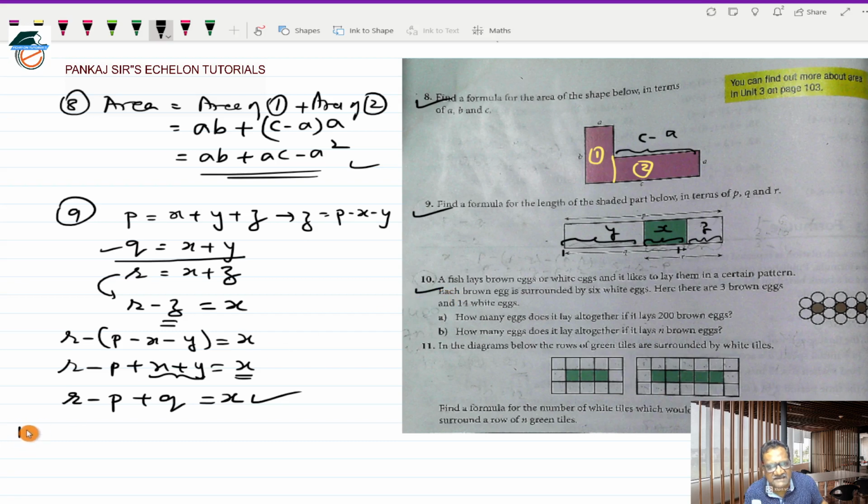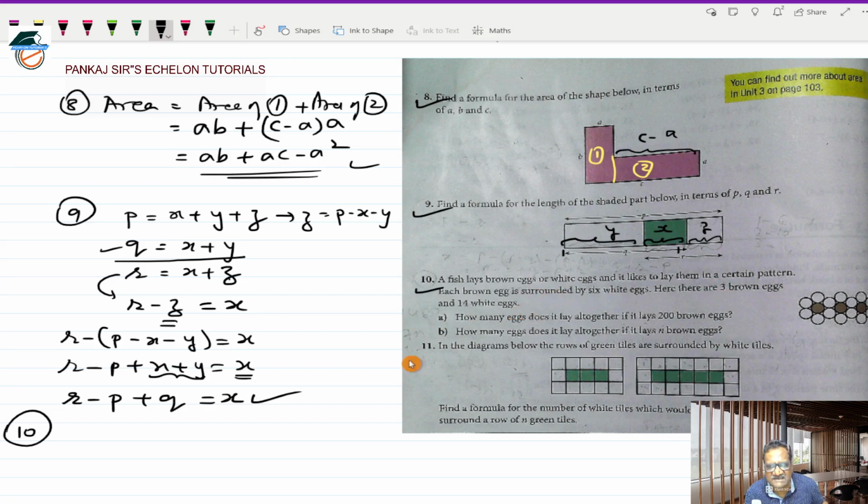Now let us try question number 10. Question number 10: a fish lays brown eggs or white eggs, and it likes to lay the eggs in a certain pattern. Now what is that pattern? Each brown egg is surrounded by 6 white eggs. Here there are 3 brown eggs and 14 white eggs.